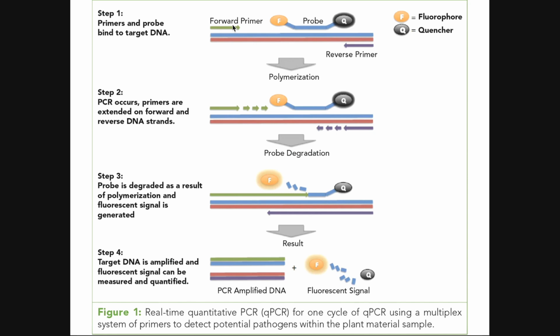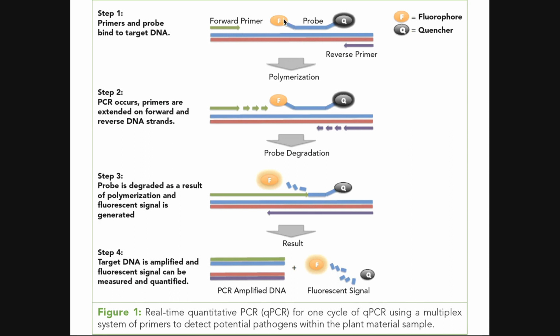So for instance, if we wanted to amplify only the viral part, then we would pick primers that are complementary to only the viral DNA, but not our own DNA. Okay? So we amplify the DNA with these primers.